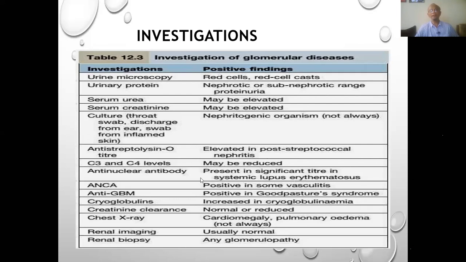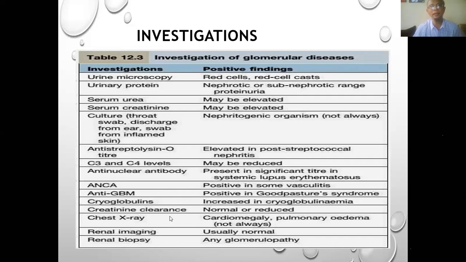If you suspect a secondary cause, especially an autoimmune cause, you can do the ANA, which will be present in significant titer in SLE. You can also do the ANCA, which will be positive in some vasculitides. You can do the anti-glomerular basement membrane antibody, which will be positive in Goodpasture syndrome. You can also do cryoglobulins, which are increased in cryoglobulinemia. And in the case of creatinine clearance, if renal function is impaired, clearance will be reduced.